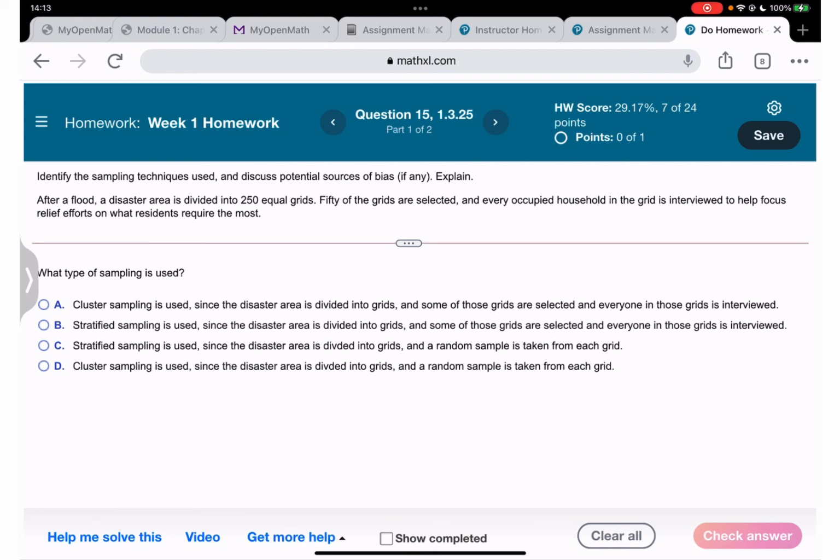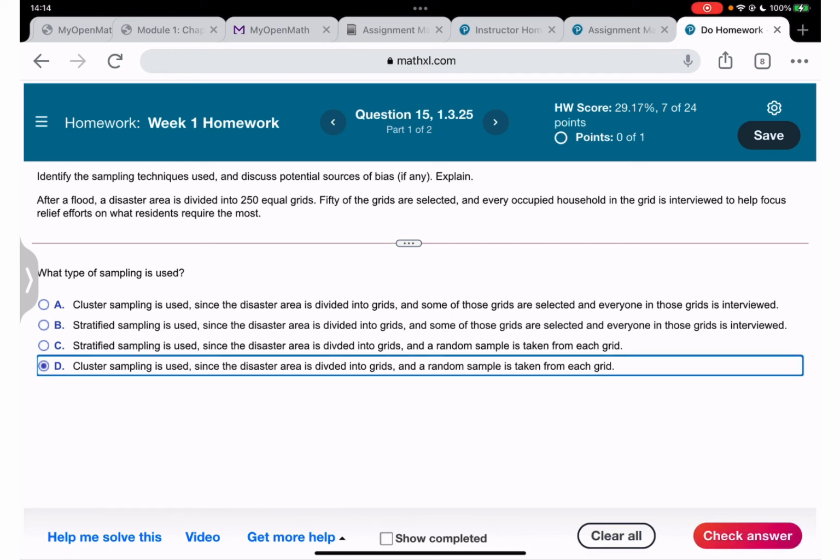Okay? So stratified, sorry. 50 of the grids are selected and every occupied household in the grid. Although they took 50 grids, every single element, in this case every household in that grid, is interviewed, so that is going to be cluster. It is to help focus relief efforts on what residents require the most. Okay, so let me see. It's going to be cluster, but which one? Either A or D. Let's start with D.